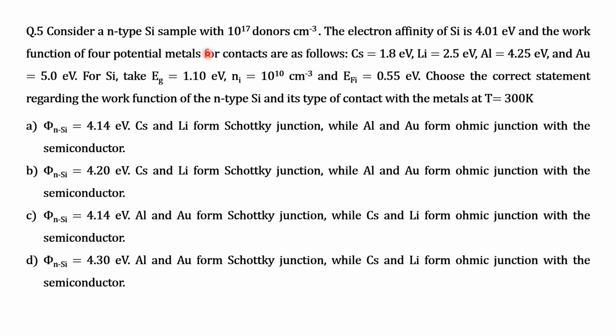For the silicon sample, we have the electron affinity, the n values and intrinsic carrier concentration, and EFi is also given. Based on that, first we have to find out the phi value for silicon, and then compare it with the phi value of the metals that are given. Once you know that, you can identify the work function of silicon out of these four values, and which of the metals form a Schottky junction and which form an ohmic junction.